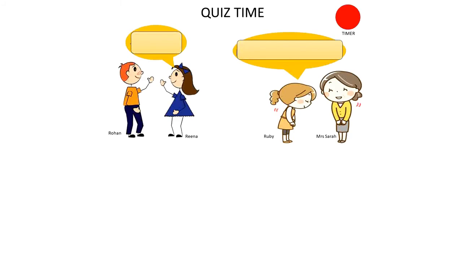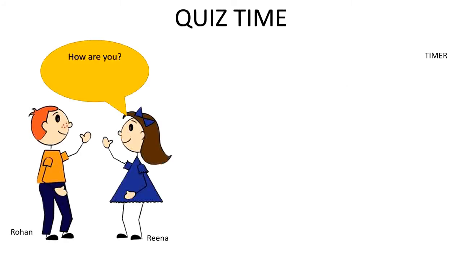Quiz time now. I will show you some pictures, speech bubbles, and a timer. You have to tell me what the person is saying in Hindi before the time gets over. So let us start. Reena is asking Rohan, "How are you?" Time starts now. तुम कैसे हो? Did you get it right?